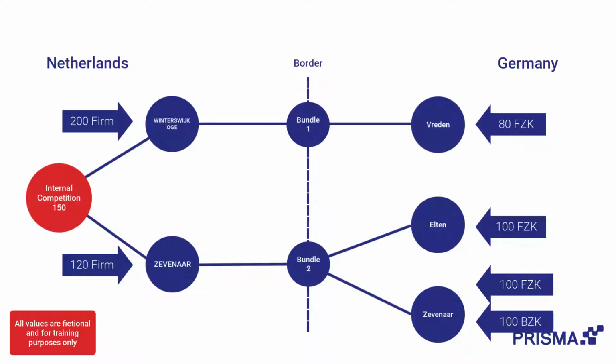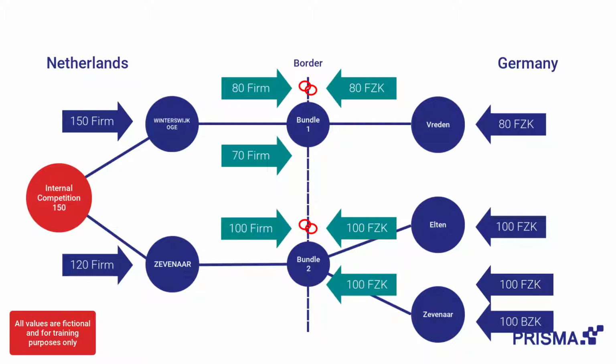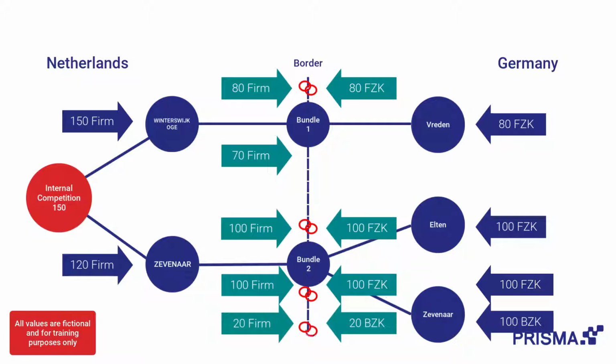The matching by the platform is now done like this. At the Winterswijk-Vreden bundle, the uploaded 200 firm of GTS are reduced to 150, since this is the maximum capacity that can be provided on the internal side. Then, 80 firm and FZK are bundled, and the remaining 70 by GTS are offered as unbundled capacity. At the second bundling point, 100 FZK by OGE are bundled with 100 firm by GTS. On ThyssenGas side, 100 FZK are bundled with 100 firm of GTS, and the remaining 20 firm on GTS side are then bundled with 20 BZK from ThyssenGas. The remaining 80 BZK capacity are then offered unbundled.